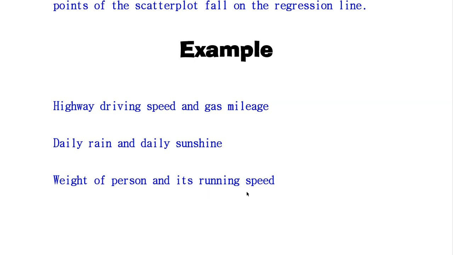Weight of a person and running speed. The person who runs more or exercises more will have their weight minimized. And if a person has low running mileage, then their weight will be high. So in all three examples, as one variable increases, the other variable decreases, or as one variable decreases, it causes the other variable to increase.